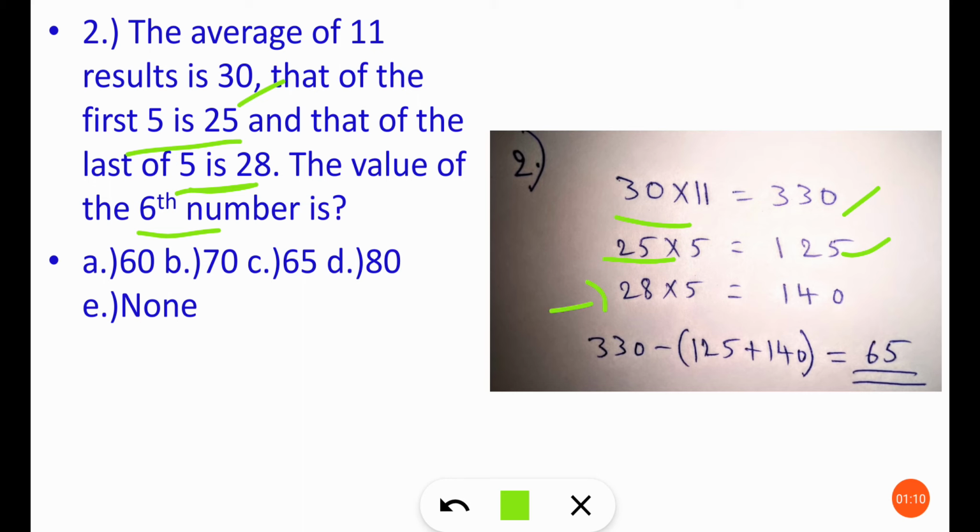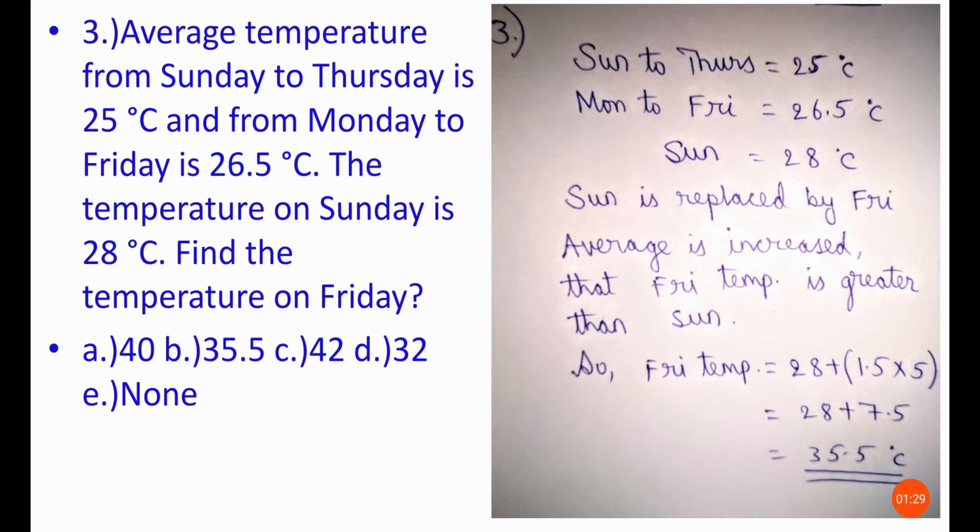Here the sixth number is missing. So we'll sum up these two values 125 and 140 and subtract from 330. That gives 330 minus of 125 plus 140 equal to 65. This is the sixth number. Option C is the right answer. Moving to the third question.